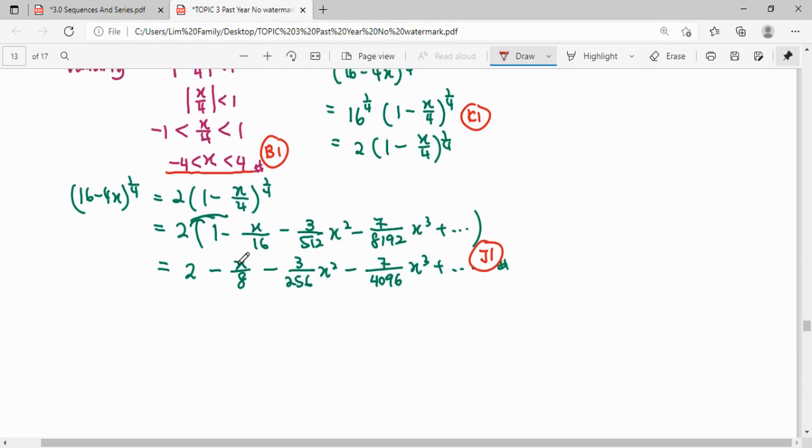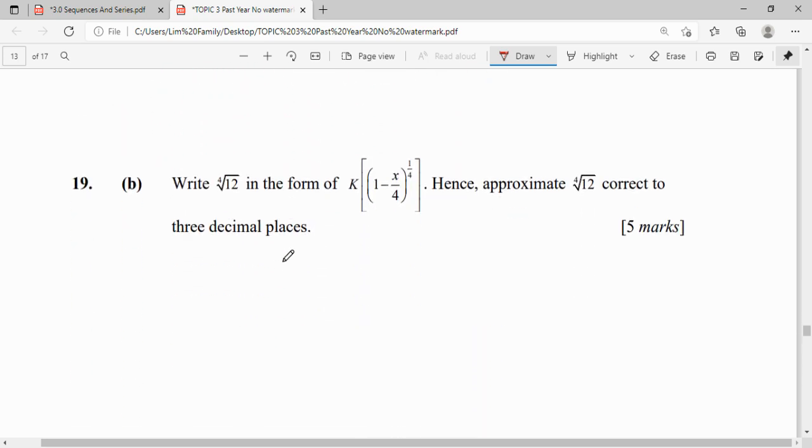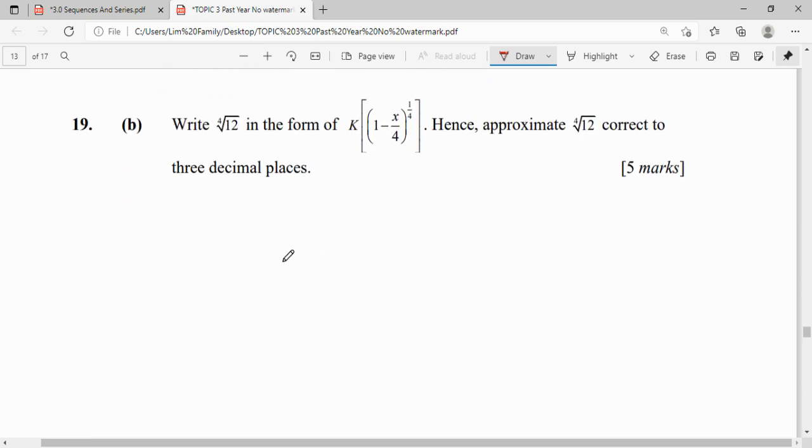Then we continue with question B. Question B says that from this fourth root of 12, please write it in the form of this. That will be our first task. Then, continuing with hence, using this result, we're going to approximate the value of the fourth root of 12.